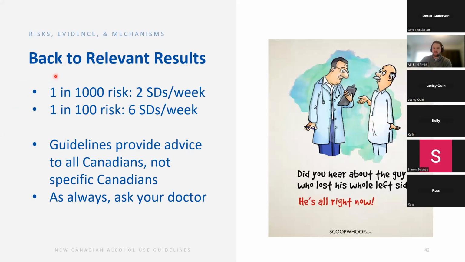So back to the relevant results to sum that up. This is the most important information the CCSA wants you to know: that you have a 1 in 1,000 risk of premature death with 2 standard drinks per week and 1 in 100 with 6. However, it's very important to identify that this research is based on population data and not individual data. And you and me and all of us, we all have unique socio-behavioral, genetic, and medical circumstances, as well as other extrinsic factors that are protective and risk factors that can all put us at a higher or lower risk, such as what we eat, where we live, our exercise levels, our family histories, everything. We are all very different.